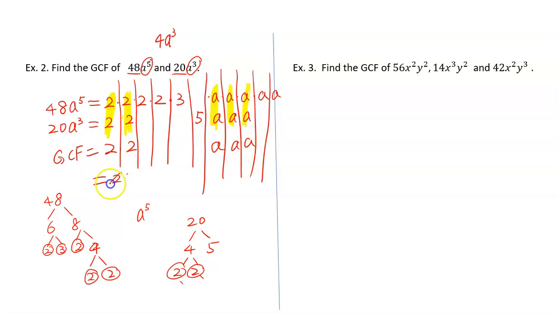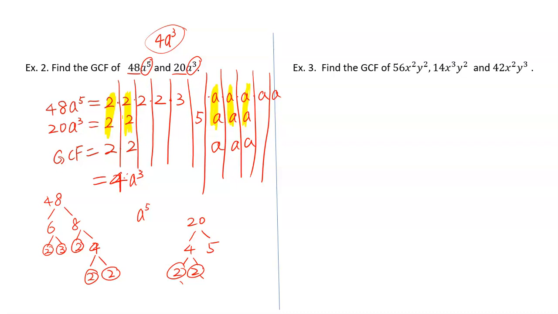So 2 times 2 is 4. A times A times A is A to the third. As you can see, that's the same answer as we got by looking at them. Okay, and so if you understand that A3 and A5 mean 3 copies and 5 copies, so they should have 3 copies in common. It's always going to be the smaller exponent. So that's a tip that we can use.